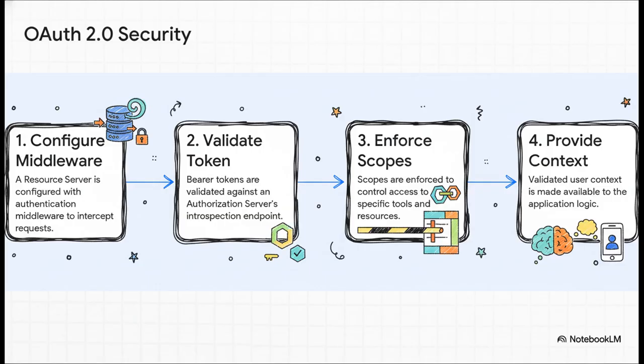Security is obviously critical, and it's handled using OAuth 2.0. You can set up your server as a resource server using middleware, which you can find in /src/model context protocol/server/security.py. In a nutshell, this middleware intercepts incoming requests, validates the bearer token, checks that it has the right permissions or scopes, and then makes that validated user information available to your app.